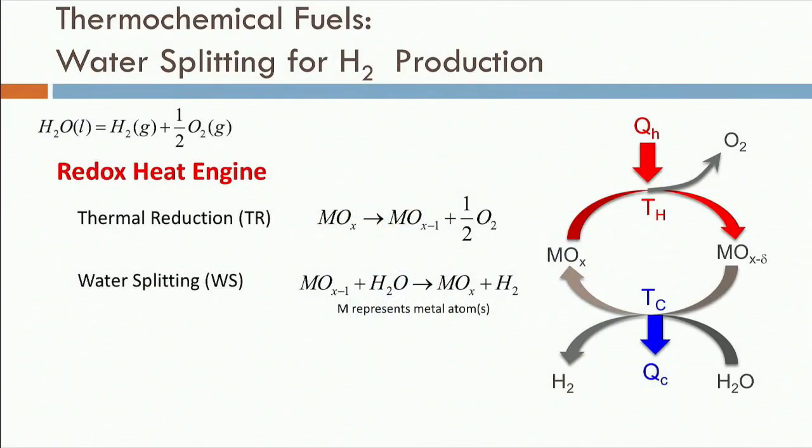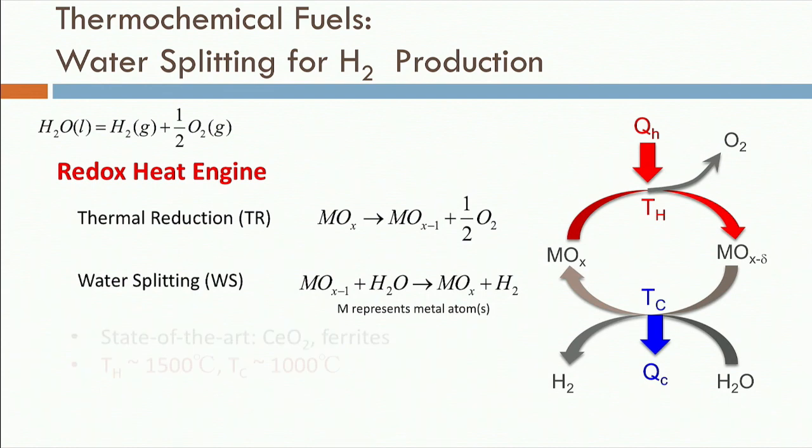The most common approach is what is called a two-step reaction. It's essentially a redox heat engine. You take an oxide, you heat it, the oxygen comes out, and now you've got vacancies in there. Expose it to water, and you reduce water to produce hydrogen. Then you turn this around, and you've got heat addition at high temperature, heat rejection at low temperature. This is a heat engine. The work is a redox work.